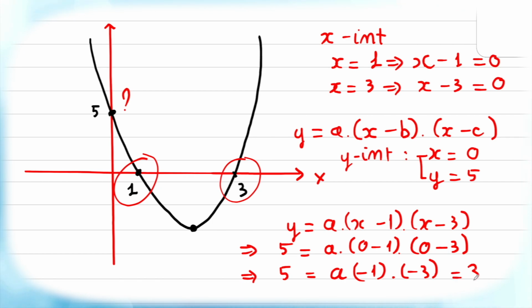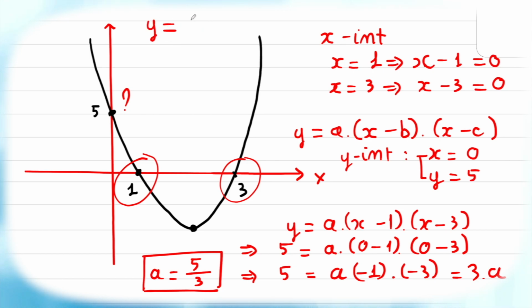Minus 1 times minus 3 will be 3, so 3 times A. And the value for A, you can see that you get 5 over 3. So, two brackets, you already finished that, and the number outside will be A. The final answer for this graph will be A outside, 5 over 3, first bracket x minus 1, second bracket x minus 3. We finished this question.